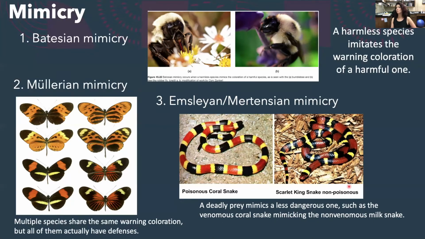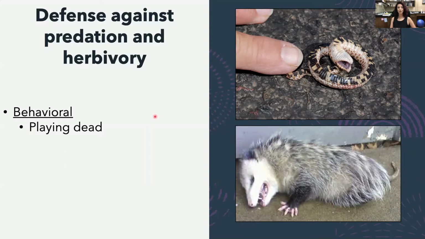non-venomous. It says non-poisonous, but we should remember that there's a difference between venom and poison. Poison is something that you eat that will kill you, and venom is something that a snake has, for example, that can be injected into you and kill you. So I don't know where this came from. I'll change that. Another type of defense against predation or herbivory is behavioral.